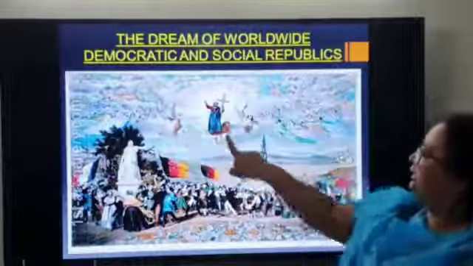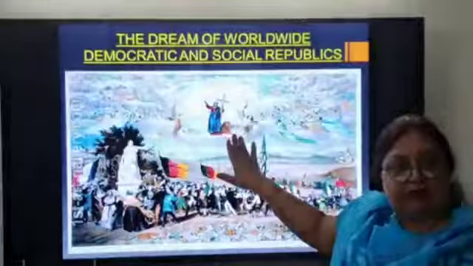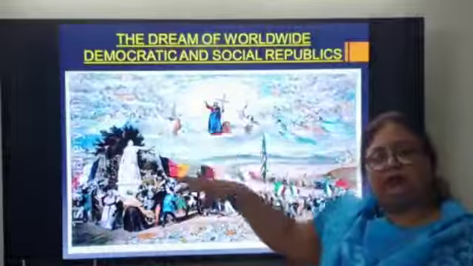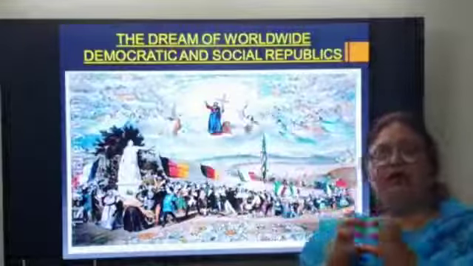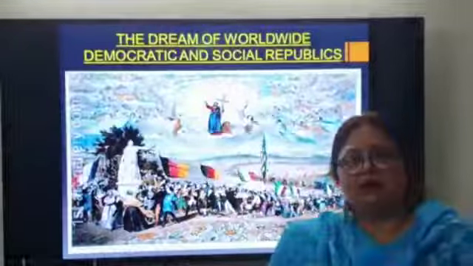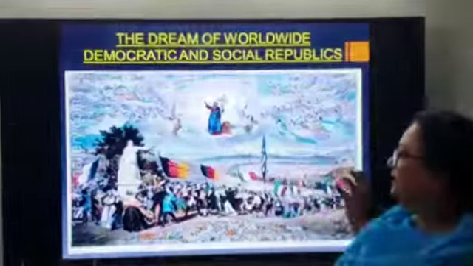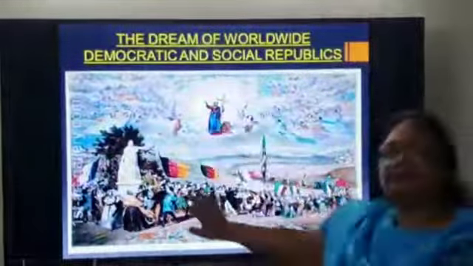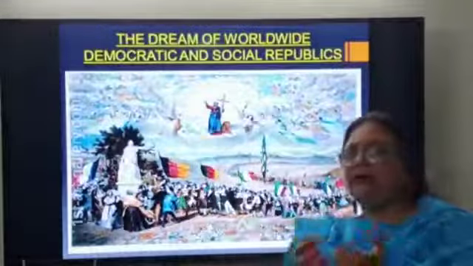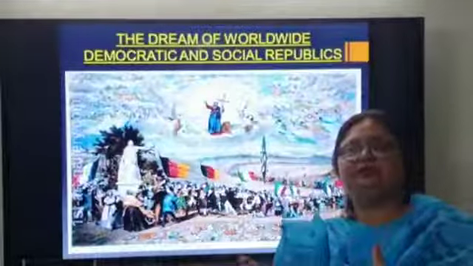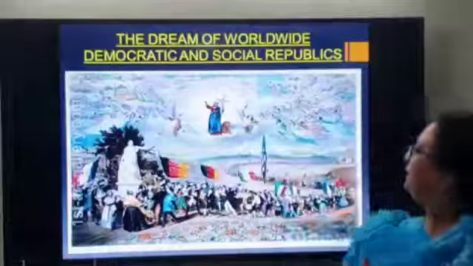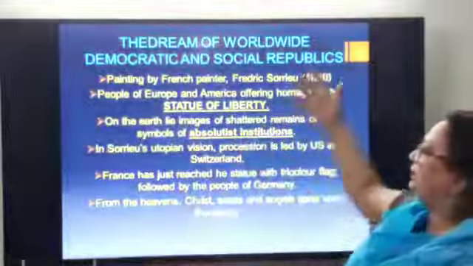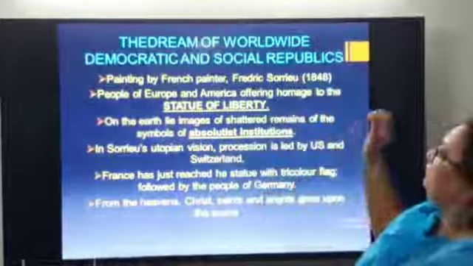From the heaven, you can see Christ, angels, and saints who are looking over the earth, trying to figure out what the people of the earth are up to. They are actually happy to see the fraternity where people belonging to different classes are trying to come together. Now, we'll have a quick recap of that.